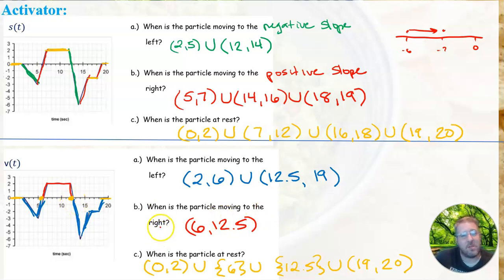When is a particle moving to the right? Well, I'm sorry, that's what I just went over. When is a particle moving left? It's left anytime it's below the x-axis, so anytime your velocity is a negative number. Negative velocity means going to the left.